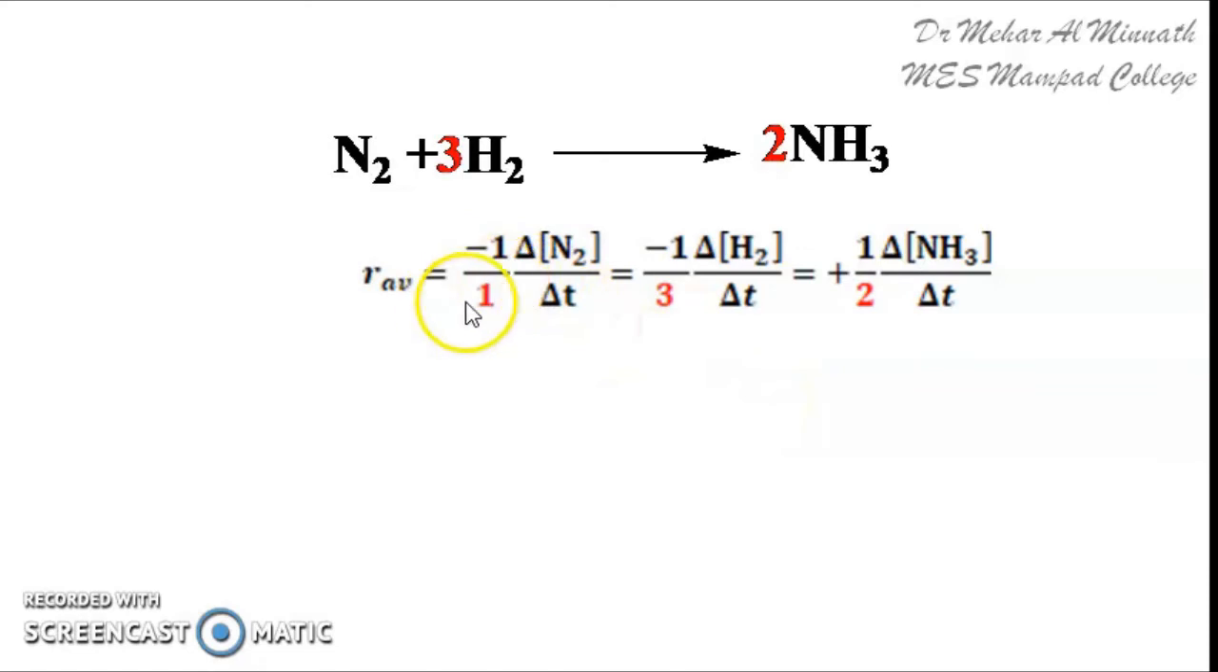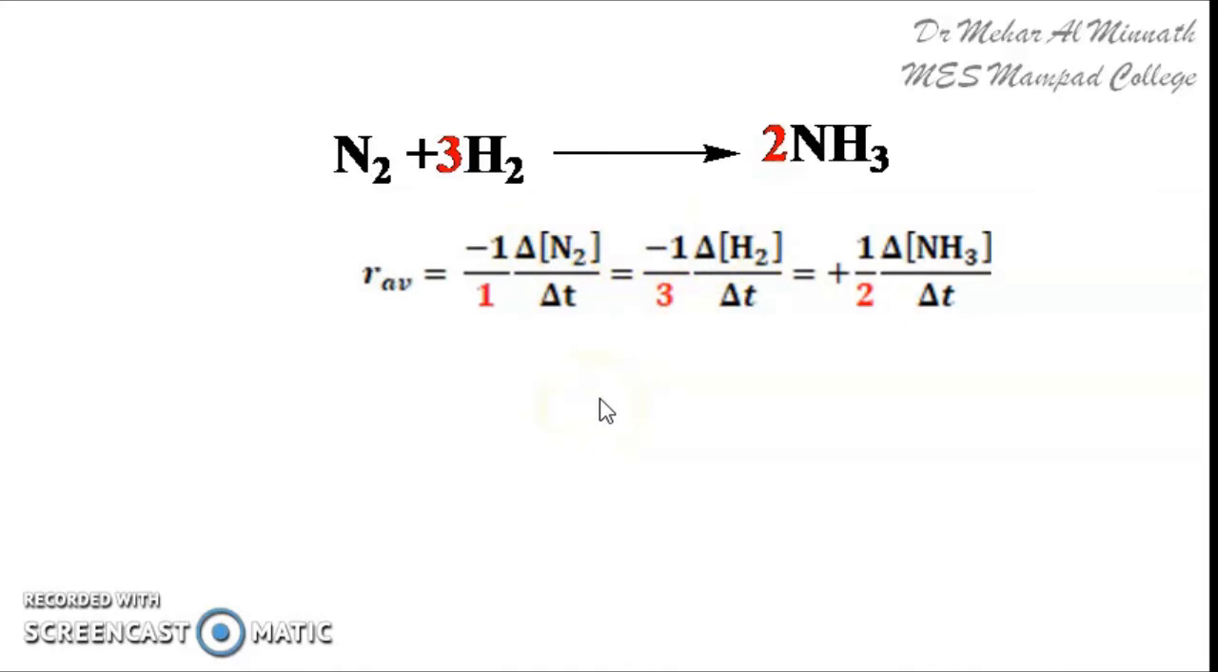Okay, so from this it is quite clear. For every mole of nitrogen used, 2 moles of ammonia is formed. Or you can say that for every mole of nitrogen used, the amount of ammonia formed is twice that of the amount of nitrogen used. The amount of hydrogen used is thrice that of the nitrogen used, and so on and so forth.